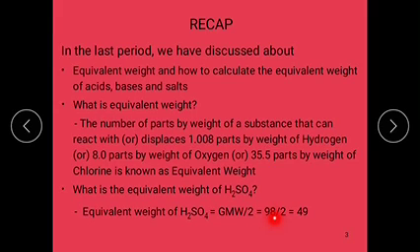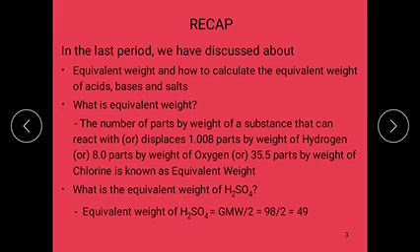Next, in the calculation of the equivalent weight of H2SO4, that is defined as the ratio of gram molecular weight of acid to its basicity.